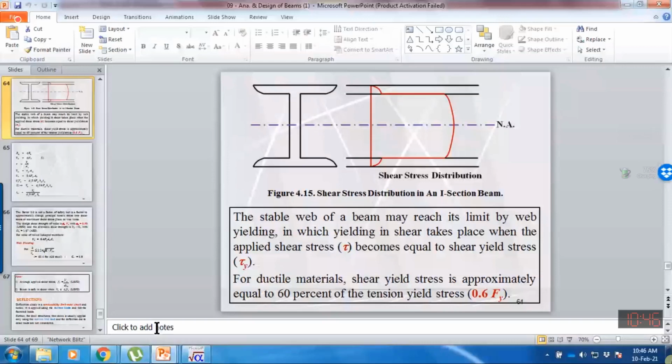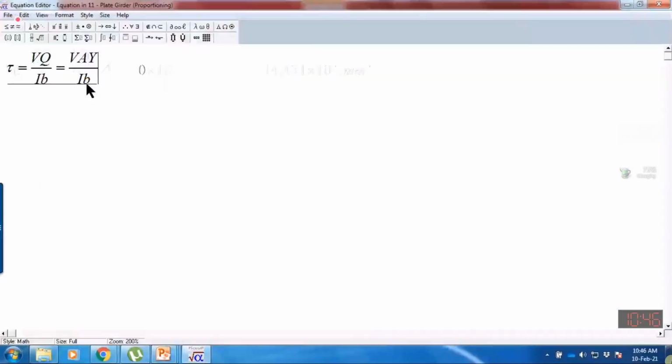And b will be equal to the thickness of the web, and the moment of inertia will be equal to Ix, the moment of inertia of the entire cross section. Q is the partial area, which is the area of the flange, times the distance from the centroid of the partial area to the neutral axis. So we shall use this formula to determine shear stresses.